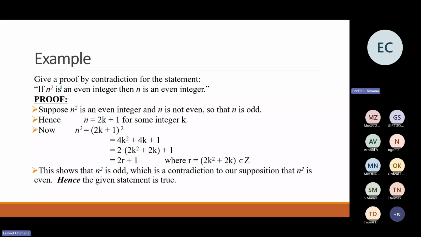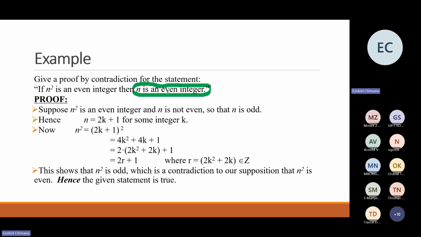This is the statement that you are given. So for you to prove by contradiction, you need to negate this given statement. In other words, you need to say, no, what you are claiming is false. Whenever n squared is even, n must be an odd integer. That's what you are claiming. Someone was saying, if n squared is even, then n must be an even integer, and you are saying no, that one is false. So you are just saying, whenever n squared is even, n must be odd.